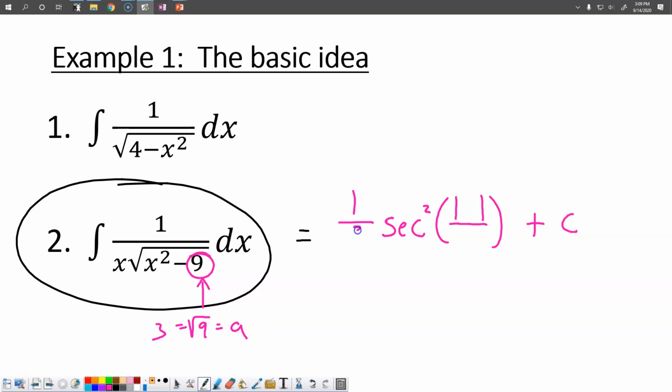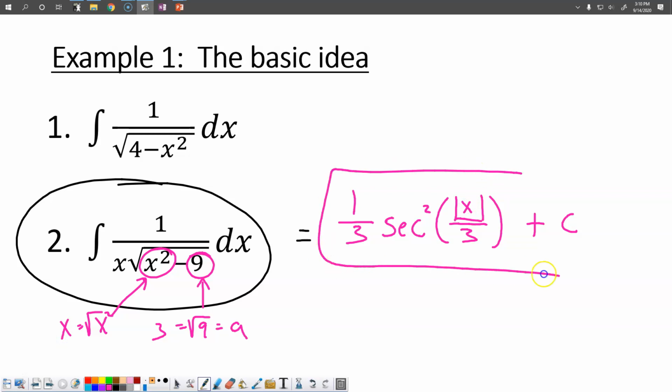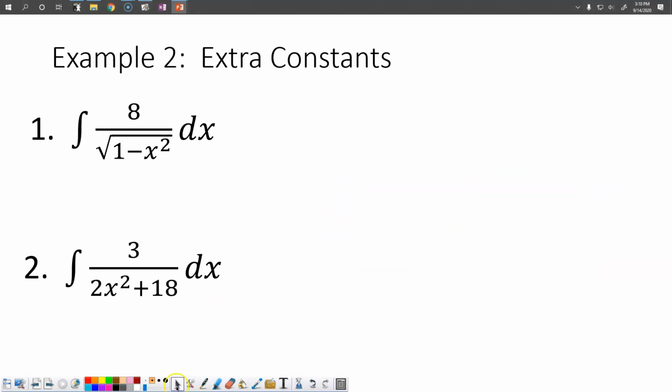So a is 3, so that's going to go in 2 spots. The thing that goes up here on the top is the square root of this term. So we take the square root of x squared and we get x, and that's what's going to go on the top there in the absolute value bars. So there you go. So basically all you have to do is find out which pattern it matches best. You have to take square roots to figure out what the x's and a's are and just put them in the right spot. So pretty straightforward.